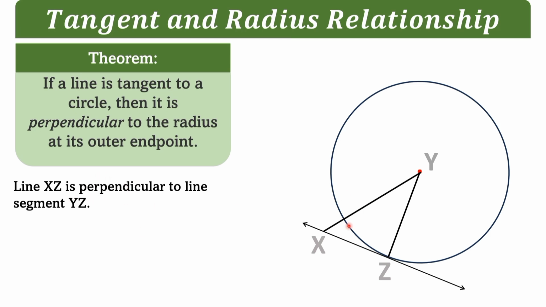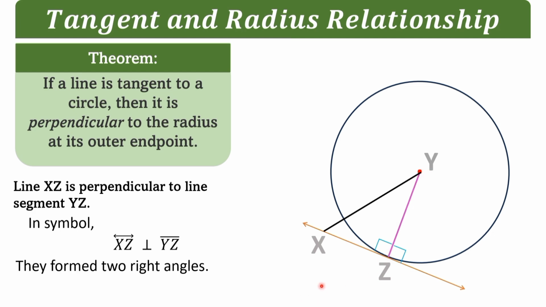line XZ is perpendicular to segment YZ. This also means that they form two right angles. Thus, triangle XZY is a right triangle.